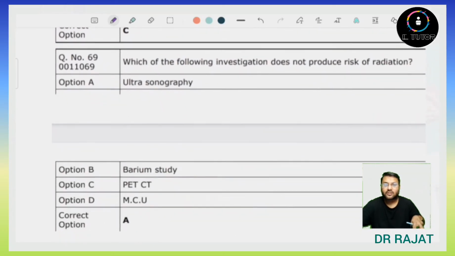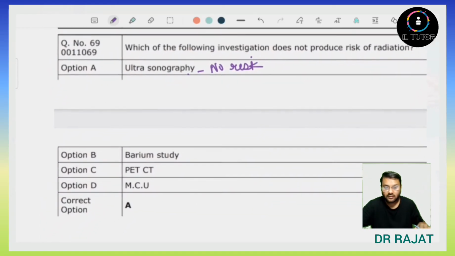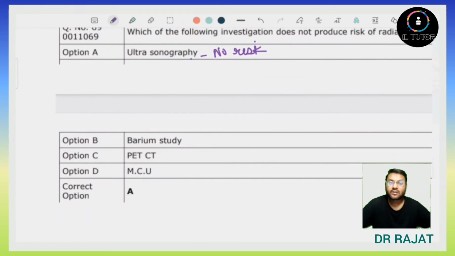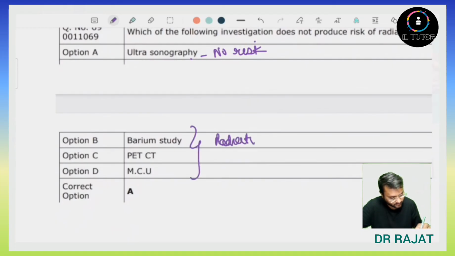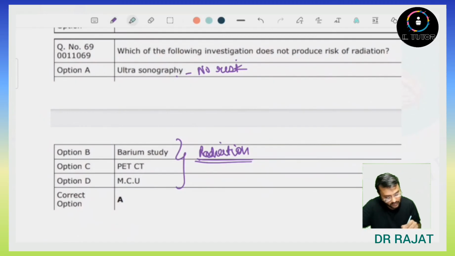Now, next question is which of the following investigation does not produce risk of radiation? So, ultrasonography uses ultrasonic waves, so there is no risk of radiation. In barium study and PET-CT and MCU, they will have the risk of radiation. So among the given options, best answer is ultrasonography, which will not have any risk of radiation.